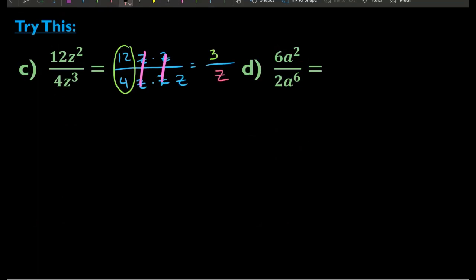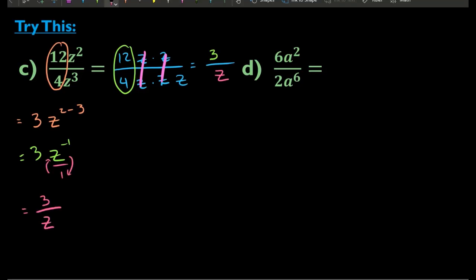Alright, if we go the other way, 12 divided by 4 is 3. Z to the 1 minus 3 will be 3z to the negative 1. Negative exponent, we put 1 under and we flip it. So 3 stays still on top, 3 over z to the first power.